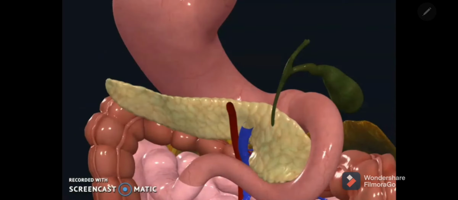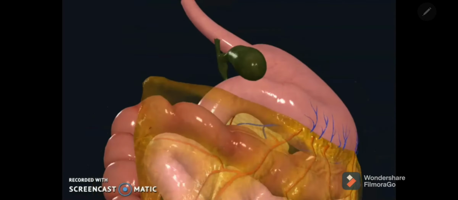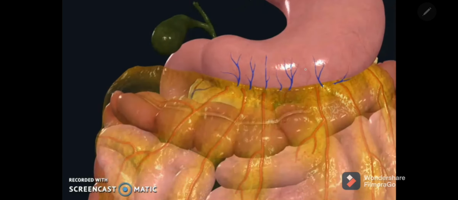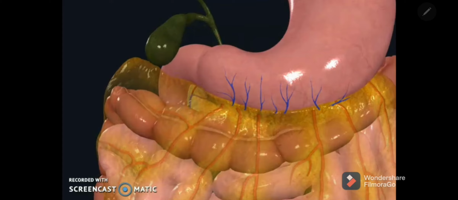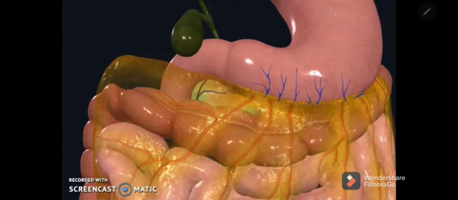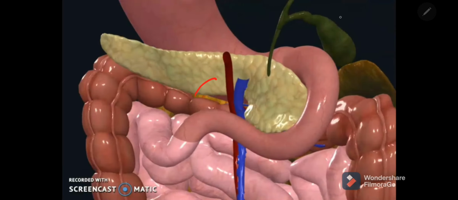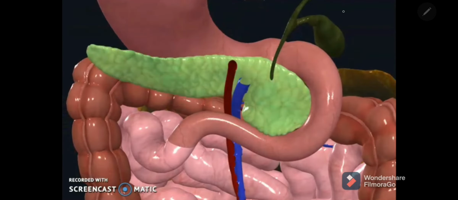You can notice here, this is the posterior surface. Here you are seeing the common bile duct. Anteriorly, you can notice it is related to the transverse colon covered by the greater omentum, that we say here gastrocolic ligament, and you can also notice the superior pancreaticoduodenal artery there and inferior pancreaticoduodenal artery. Here you will notice the inferior vena cava with right and left renal veins, or you can say vessels.